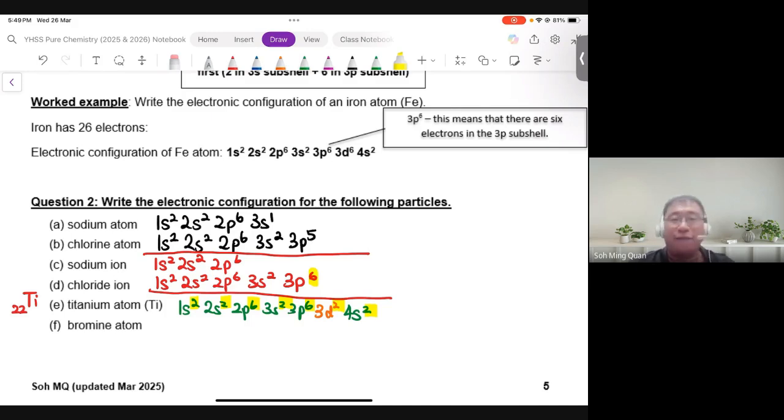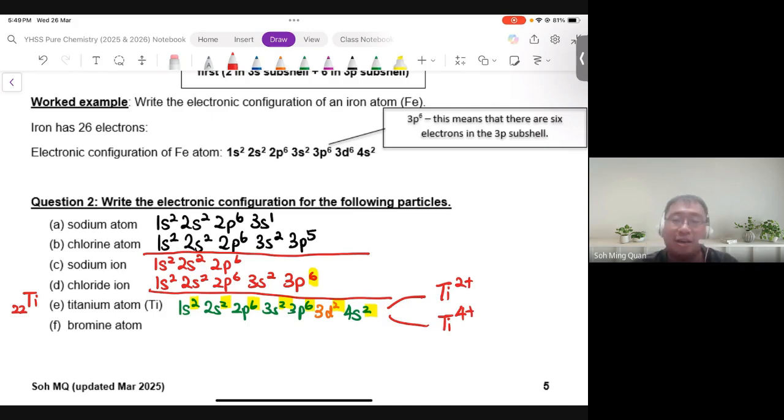Transition metals are famous because they can form ions with variable charges or variable oxidation states. Okay, so I shall leave you all the thing. Titanium has Ti2+. Titanium also has Ti4+. These are the two most common ions that titanium forms.